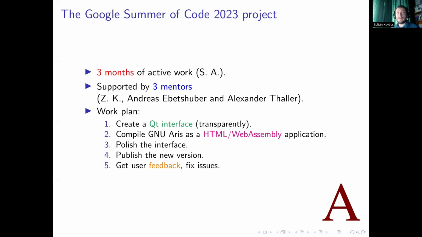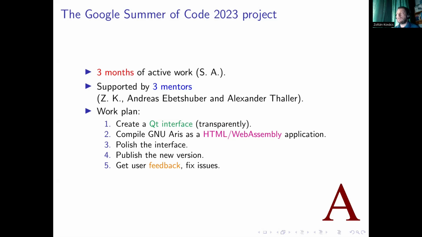We had a work plan. It's necessary when you start the Summer of Code project. It consisted of 5 big steps to create a so-called Qt interface. Qt is a system that allows programming in a framework, C++ framework, and because of that, it was possible to compile the whole system into HTML and WebAssembly, which means much more flexibility. Then the interface had to be polished a bit.